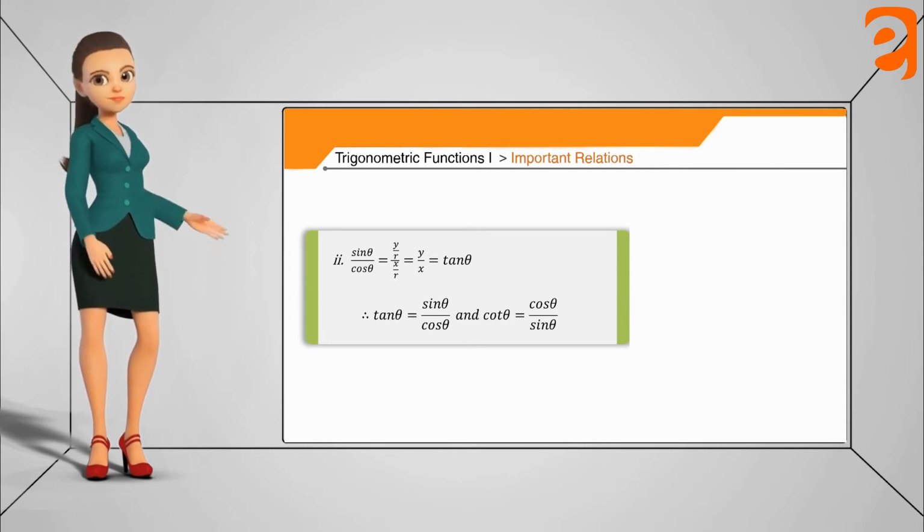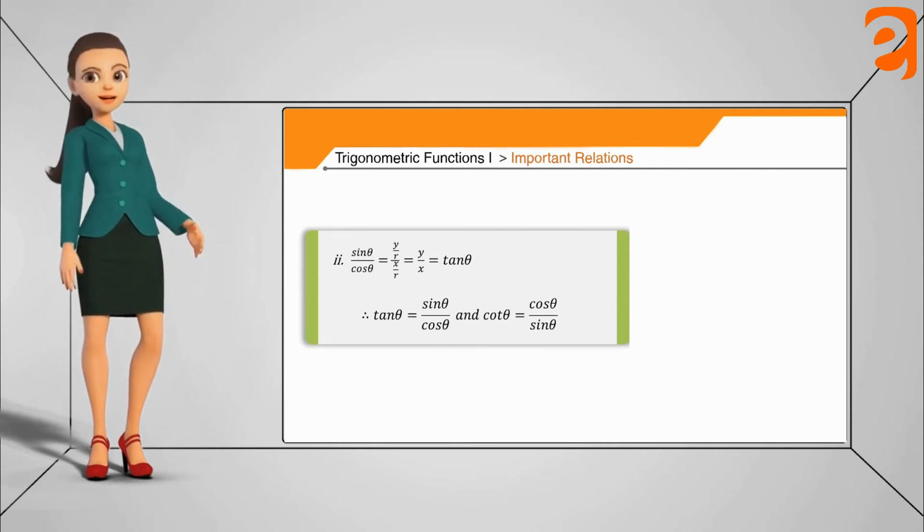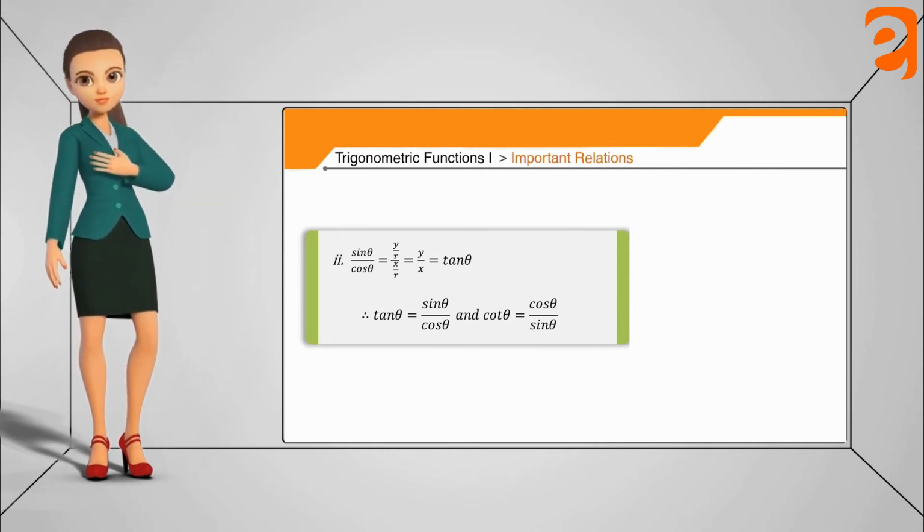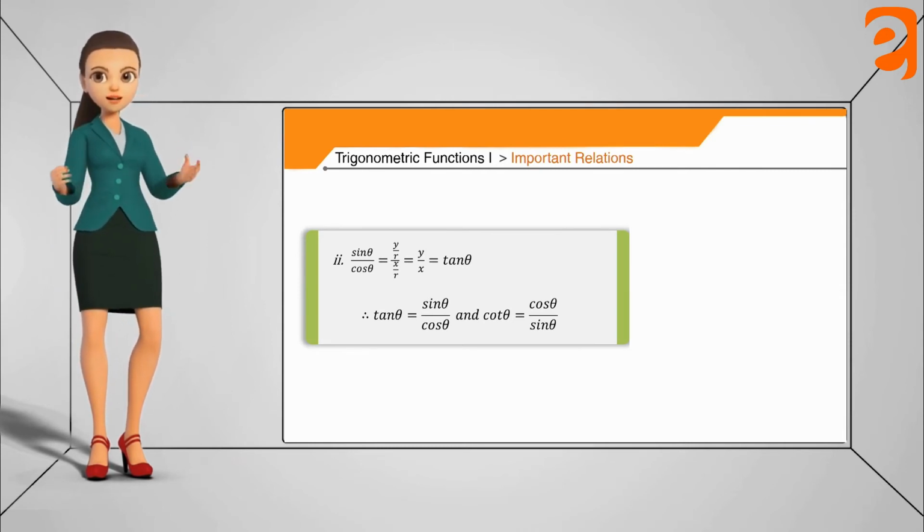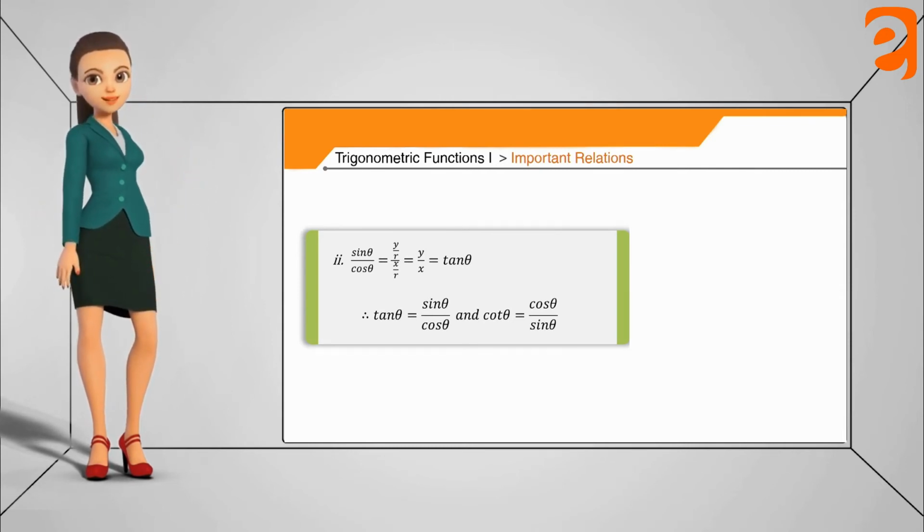Also, cot theta is the reciprocal of tan theta. So from here we can define cot theta in terms of sin and cos: it is cos theta divided by sin theta.